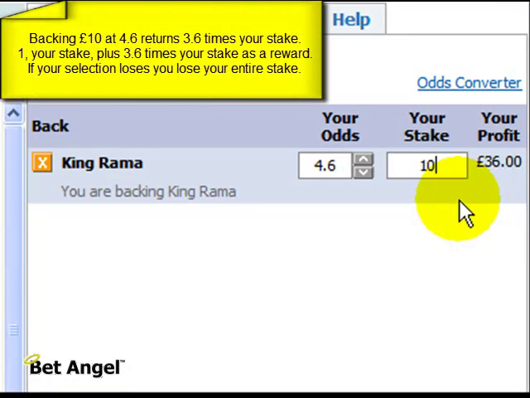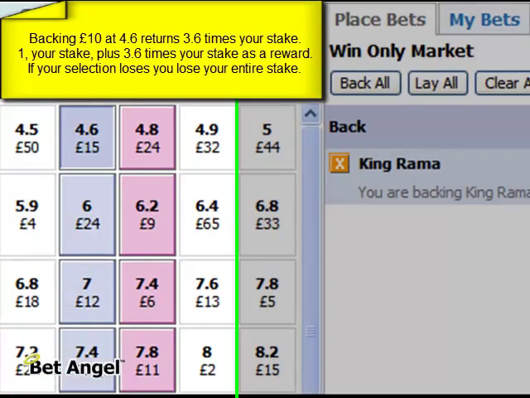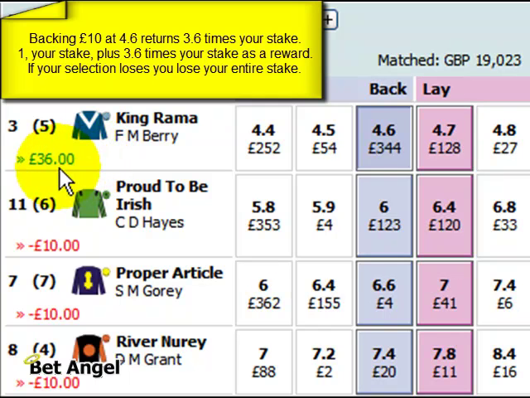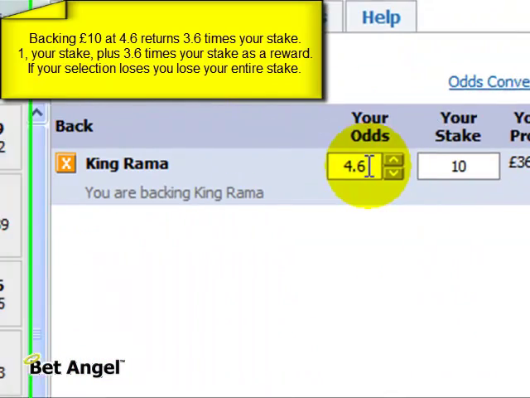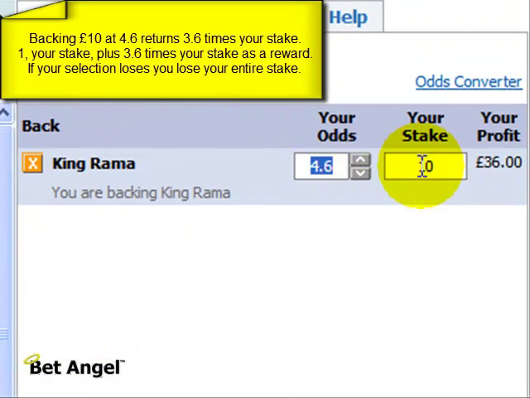And you can see here, because I've ticked the profit and loss calculations on Betfair, it's offered up the scenario that would happen if King Rama goes on to win. You can see here if King Rama wins, we win £36. If any of the others win, then we would lose our stake of £10, and you can see that reflected over here. Our odds, 4.6, our stake, £10, our potential profit, £36.